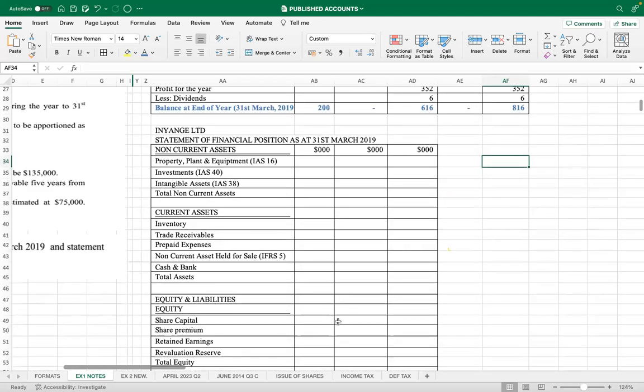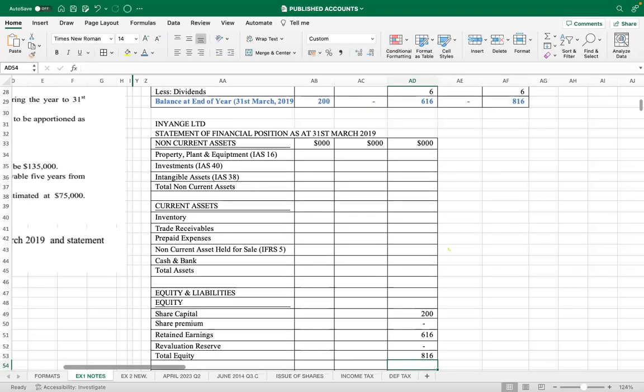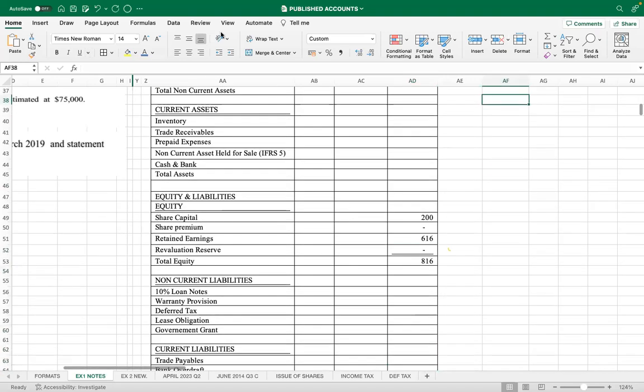So equity in the balance sheet: our share capital is 200 from the statement of changes in equity. Our share premium is 0. Our retained earnings is 616. Our revaluation is 0. Our total is 816. You transfer everything the way it is. Don't change even a single item.